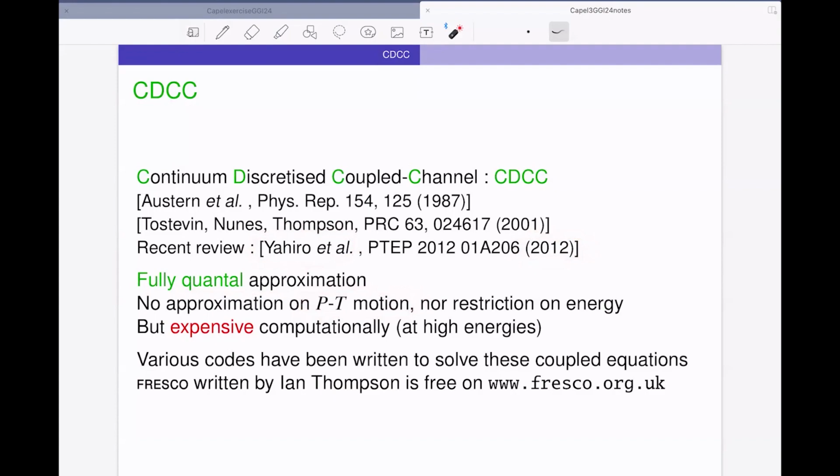The problem is that it's expensive. It takes a few days to get one reaction calculation when you run in parallel on 4 or 5 nodes. So it's a time-consuming calculation. There are various codes. The Kyushu group is very well known, the Kamimura-san group, Kamimura and Yahiro. But the best known code was written by Ian Thompson. It's Fresco. You can download it freely from that website.